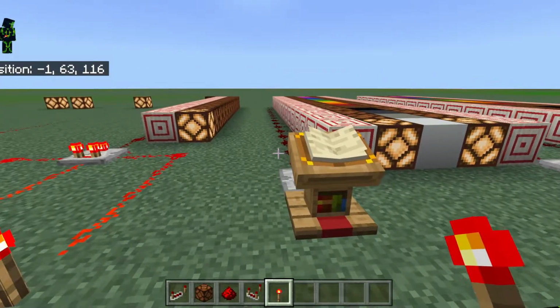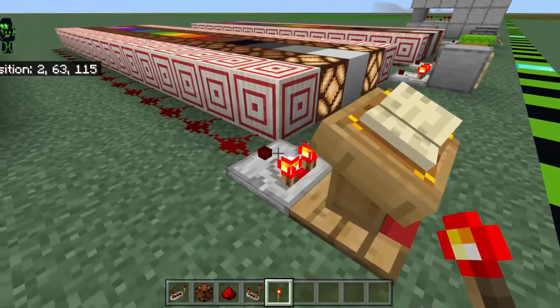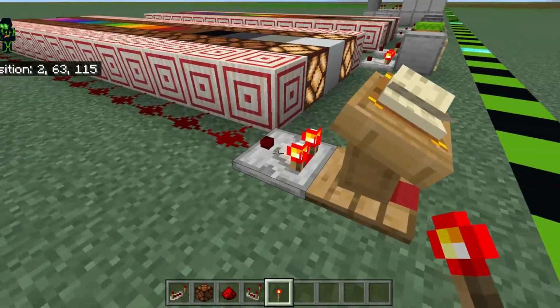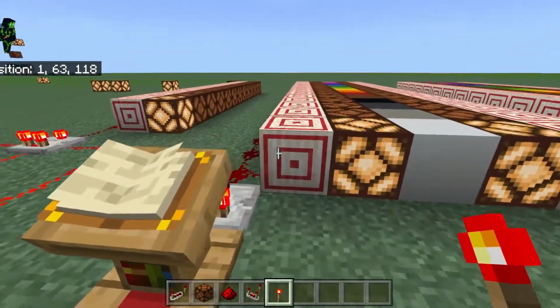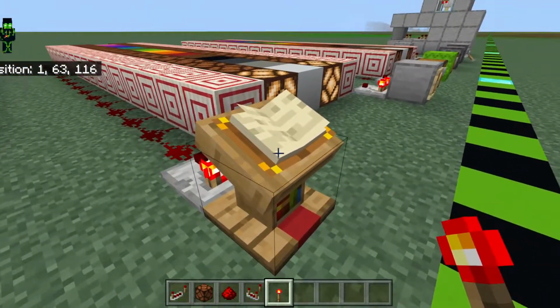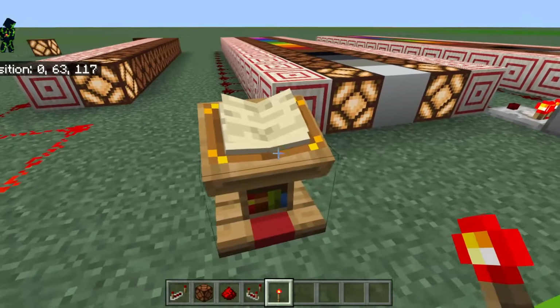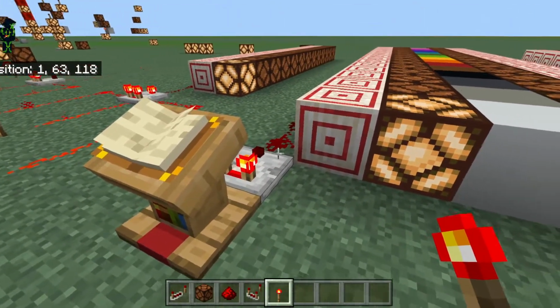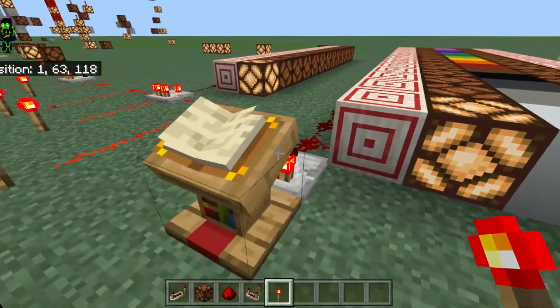And last, the most common way that I use comparators, and I think I see comparators used most of the time, is to measure a block state. So here we have a lectern with the book on it, and with the book on it, it has a block state of 1, so the comparator is outputting a signal of 1.